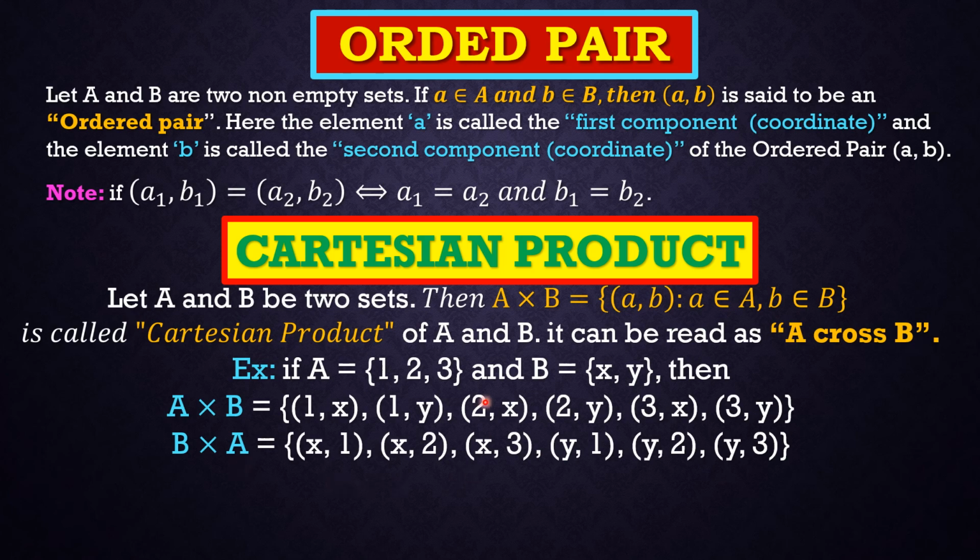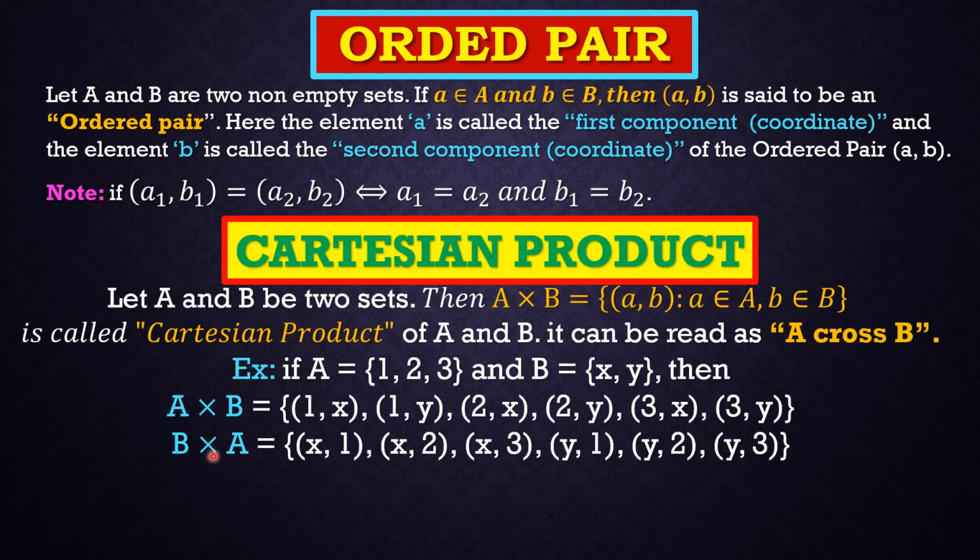Here also we observe in the set capital A the number of elements equals 3, and in the set capital B the number of elements equals 2. Now the total number of ordered pairs in the Cartesian product A cross B equals 3 into 2, that equals 6. Here also, interchanging the sets, in the Cartesian product B cross A also the number of elements equals 2 into 3, that also equals 6.